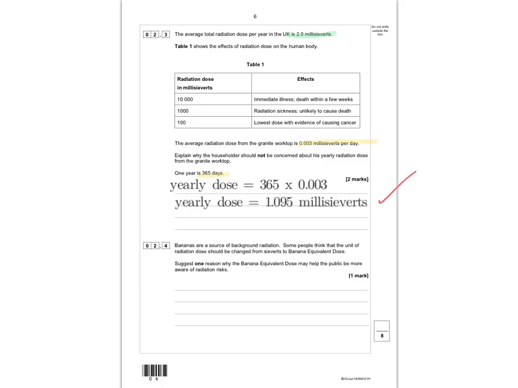And now what we need to do is compare that yearly dosage to the information that we've got up here in the table. And you can see that 1.095 is lower than the average radiation dose in the UK, and it's also significantly lower than these values, which means that the person shouldn't be concerned.